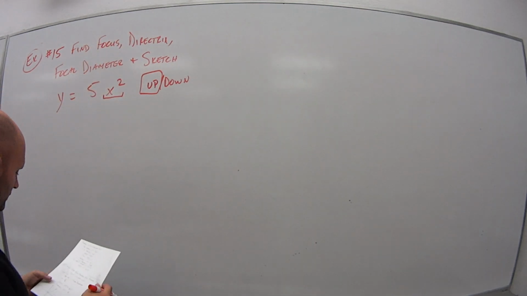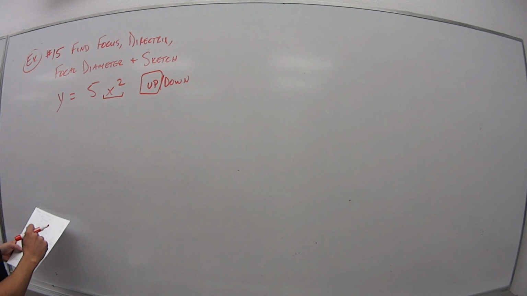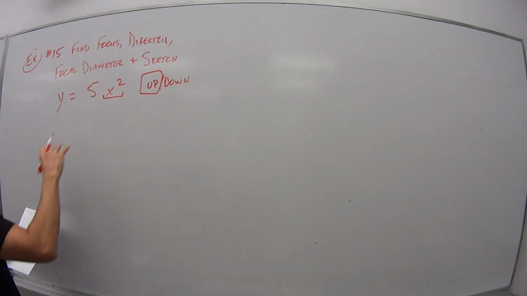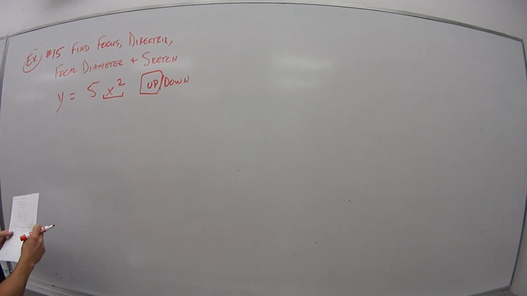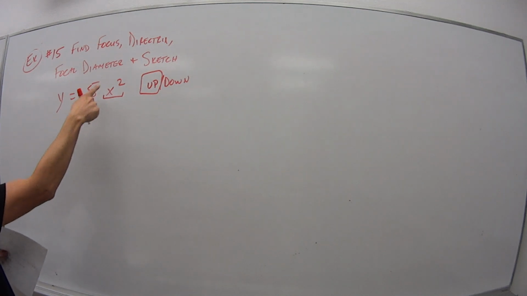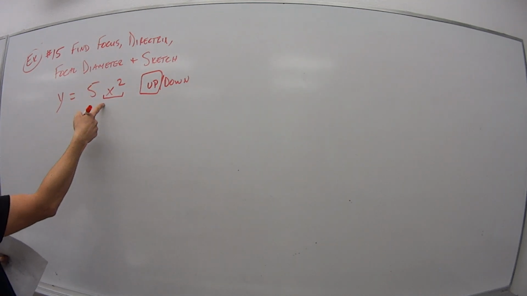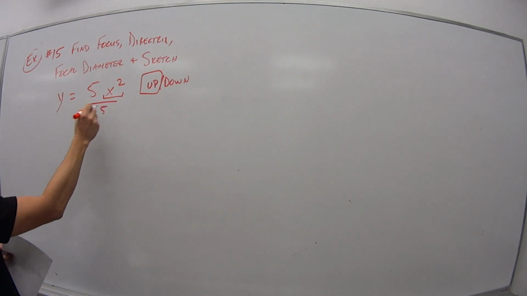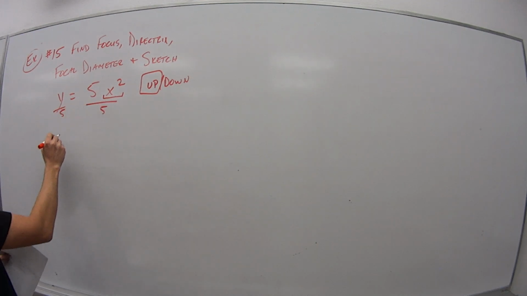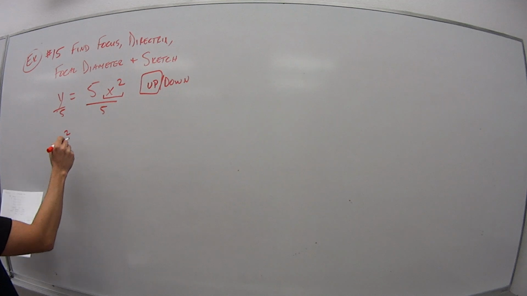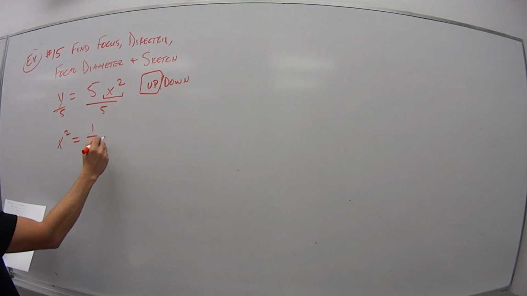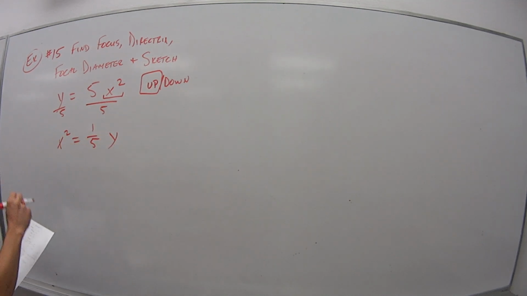So first, let's write this in the form that we had of our formulas in video 1. So we had x squared by itself. So if I do that, what do I have to do? I have to divide both sides by 5. So that means x squared is equal to 1/5 times y.